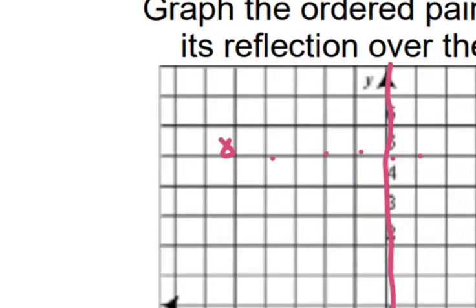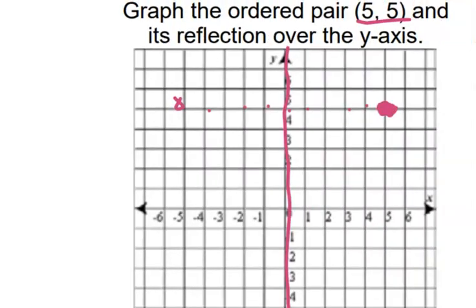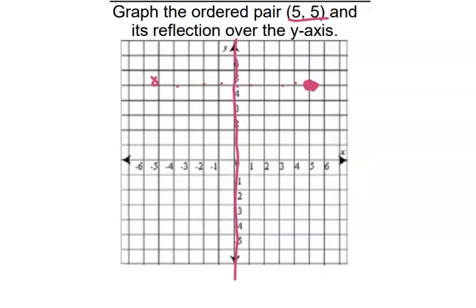Okay, so there we go. That's all we have to do for that one. Just go over 5 places and put that there. All right, that's all you got to do for that one.